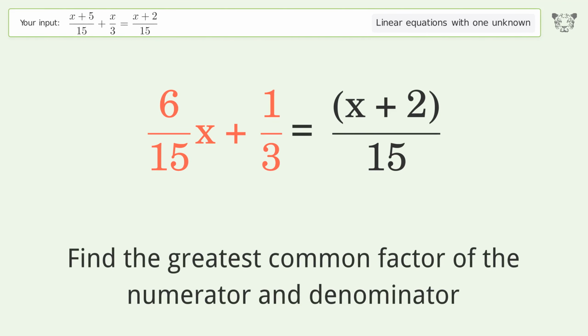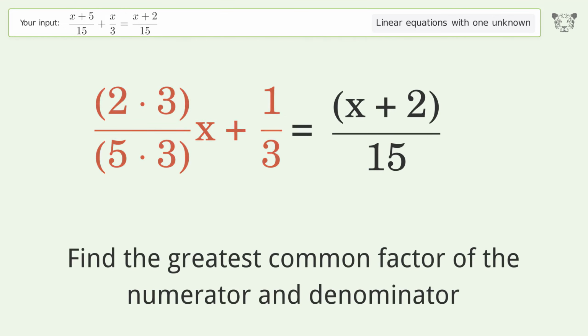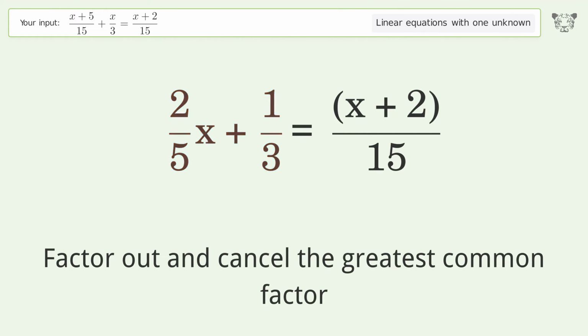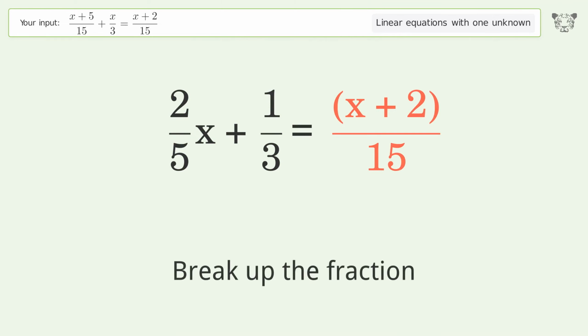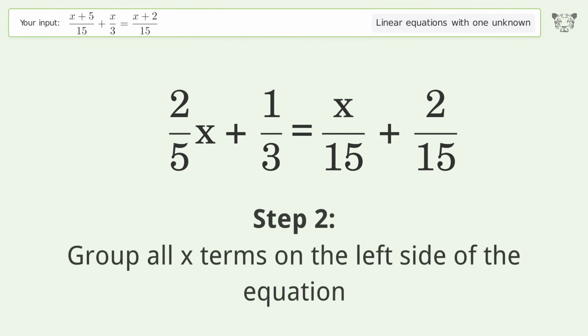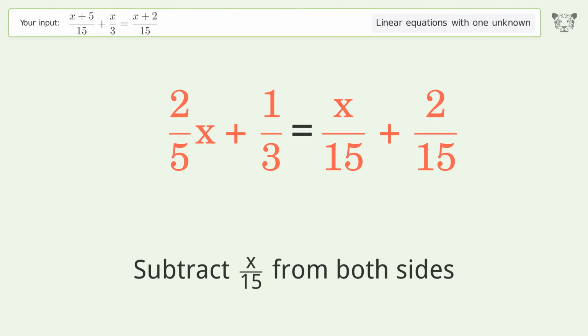Find the greatest common factor of the numerator and denominator. Factor out and cancel the greatest common factor. Break up the fraction. Group all x terms on the left side of the equation. Subtract 10/15 from both sides.